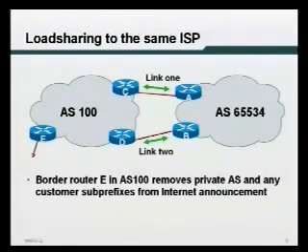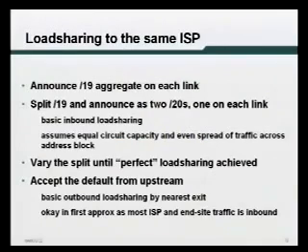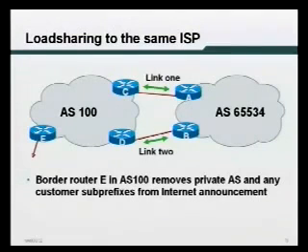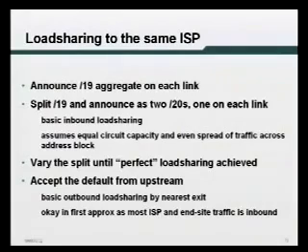Okay, so link 1 is between routers A and C, link 2 is between routers B and D. Router E does what it did before in the previous example. We announced the /19 aggregate on each link because AS65534 has a /19 address block. We split the /19 and announced it as two /20s as well. We announced one /20 on one link, another /20 on the other link.